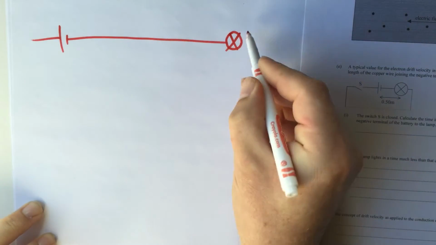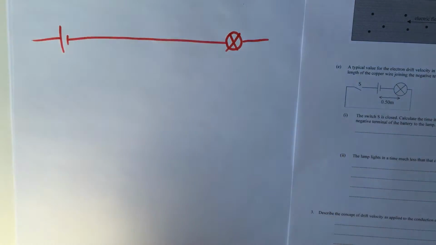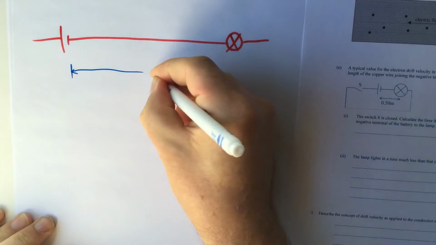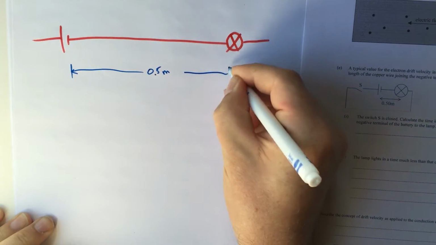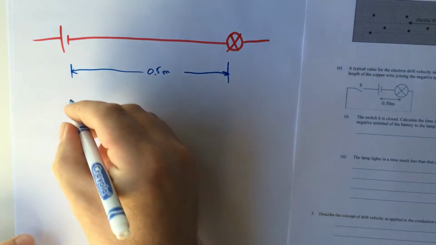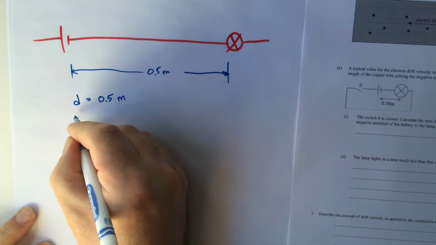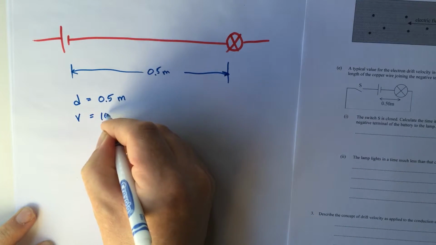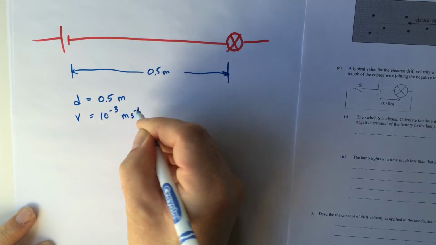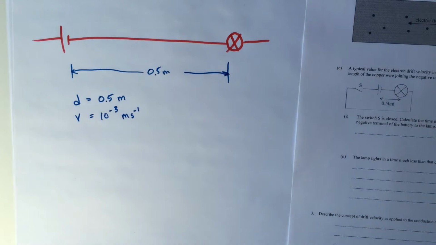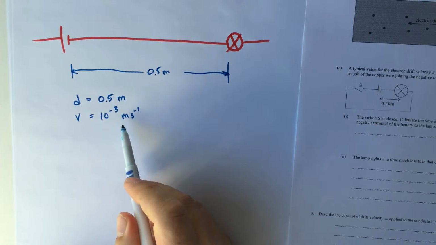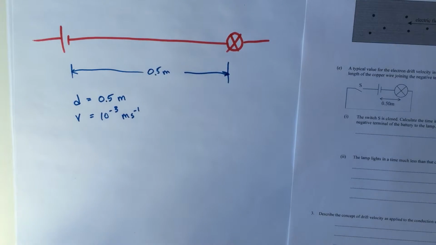Here's our lamp. All right. And they tell us that this distance is 0.5 meters, and we're traveling at a velocity equal to 10 to the negative third meters per second. Isn't that crazy? You think of electricity as moving so quickly, but it's not true that the electrons move very quickly. They move so slowly. Look at this, on the order of a millimeter each second. That's really slow. All right.